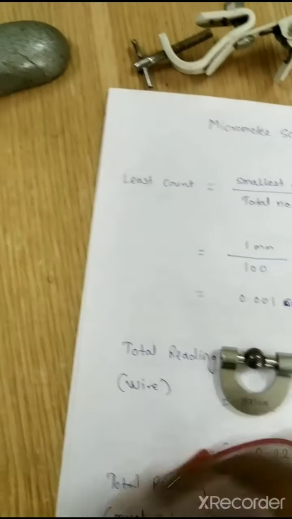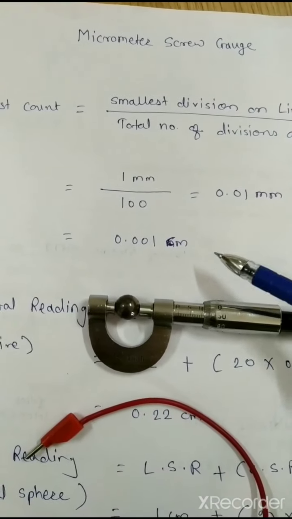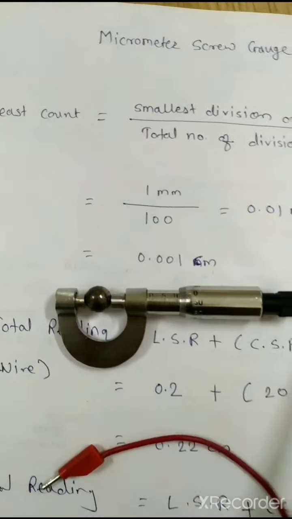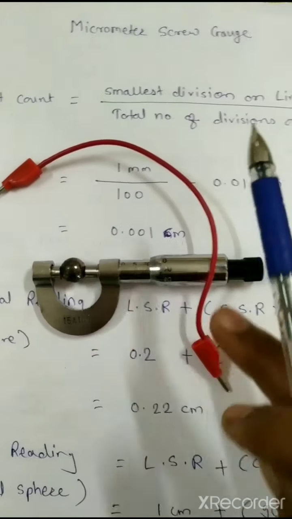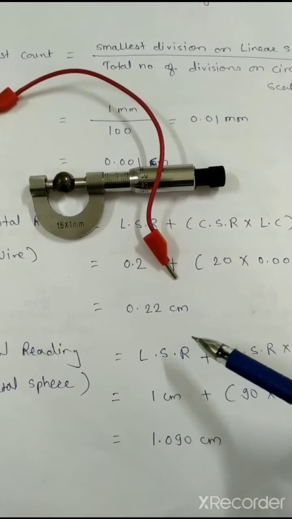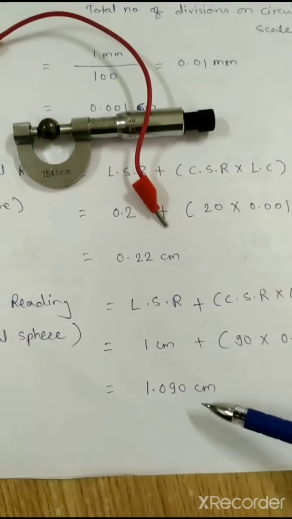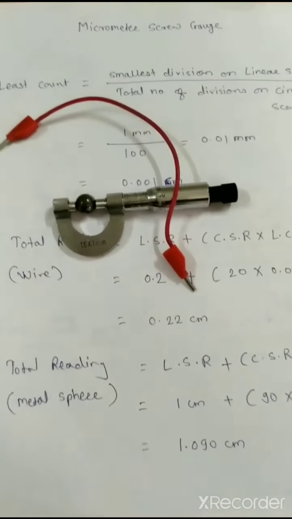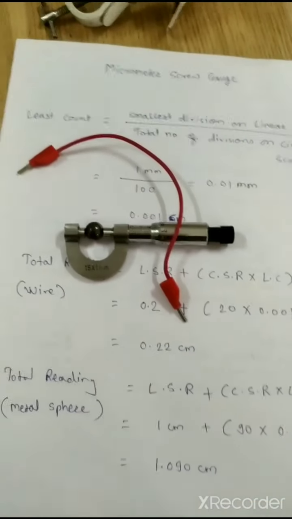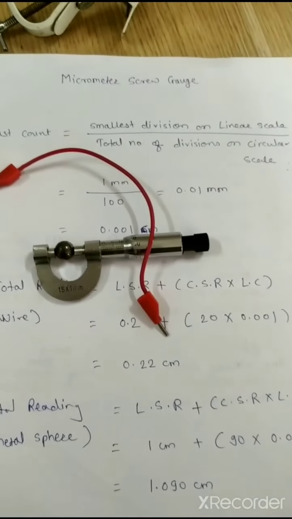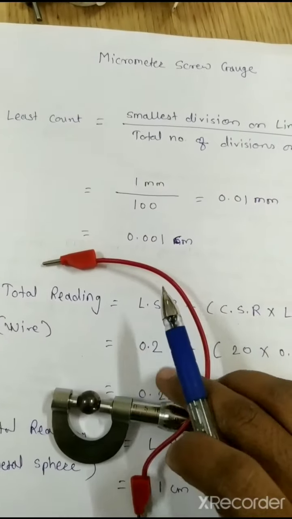So by using micrometer screw gauge, we have calculated first the least count of micrometer screw gauge, that we got 0.01 mm or 0.001 centimeter. Again by using micrometer screw gauge, we have calculated the diameter of this wire and diameter of this metal sphere. So diameter of the wire we got 0.22 centimeter and diameter of this metal sphere we got 1.090. So by using micrometer screw gauge, we can measure the object reading more accurate than the vernier caliper. So this is a micrometer screw gauge.